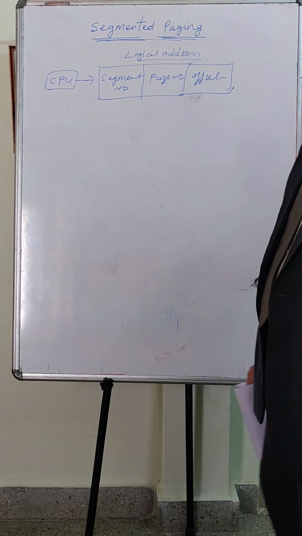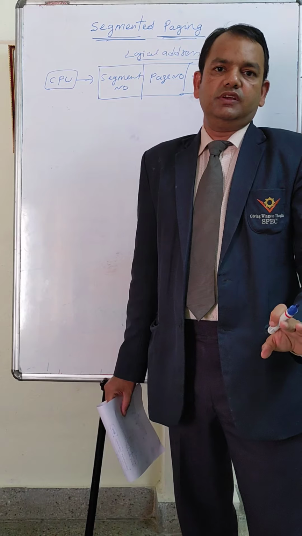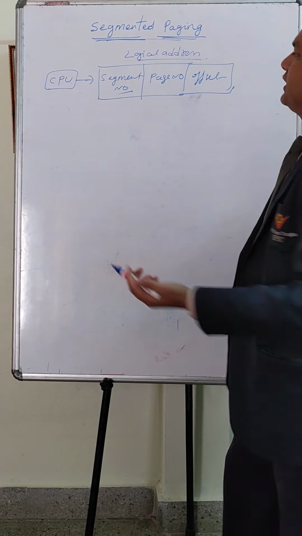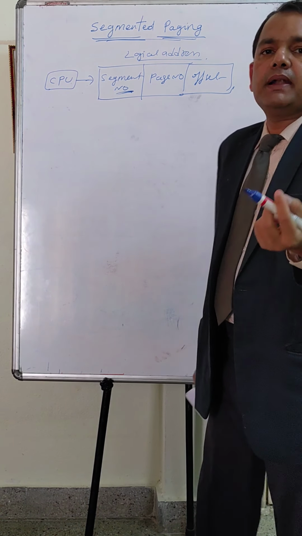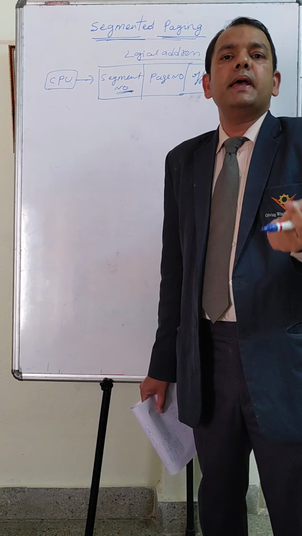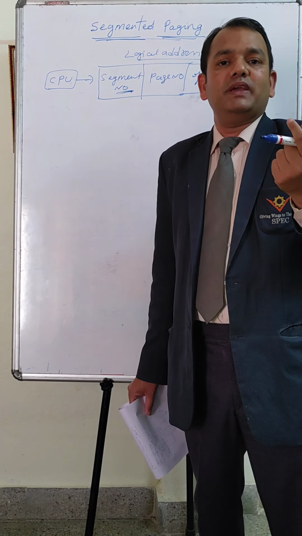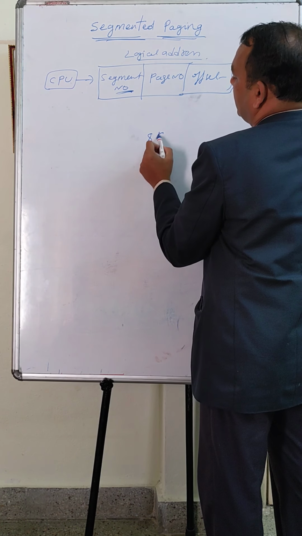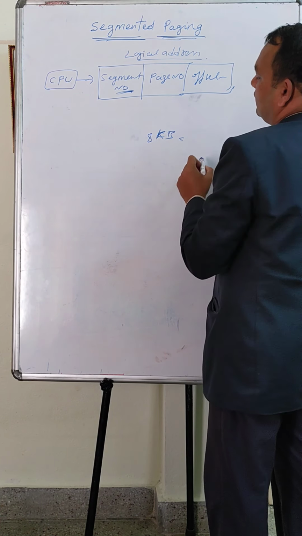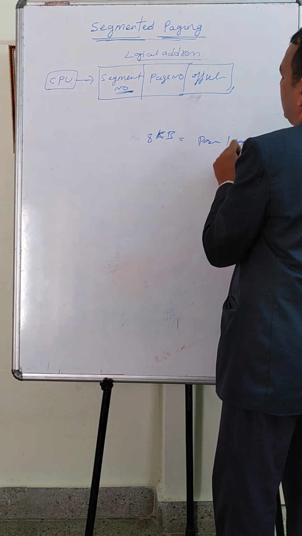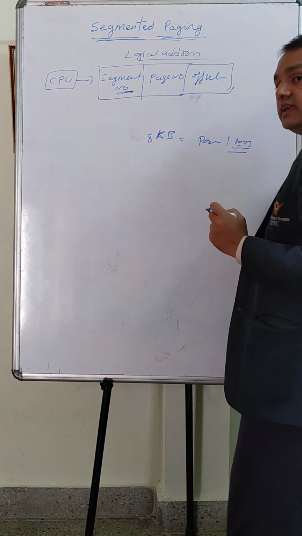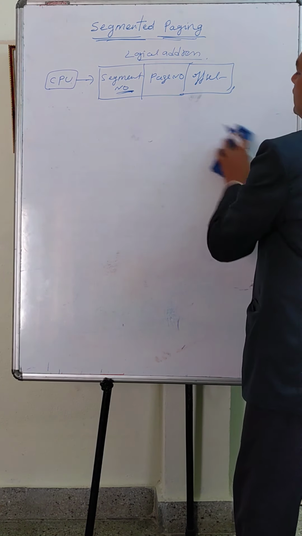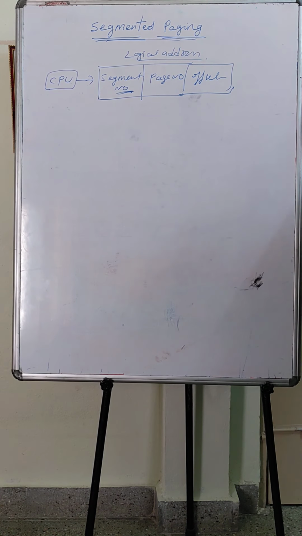We have seen that the entire program is divided into segments. Which segment? Suppose there are 4 segments, meaning we need 2 bits here. Again, in a particular segment, how many pages? Suppose the segment size is 8 KB and the page size is 1 KB. Then we need 8 pages, meaning 3 bits. Okay. And this is the offset.